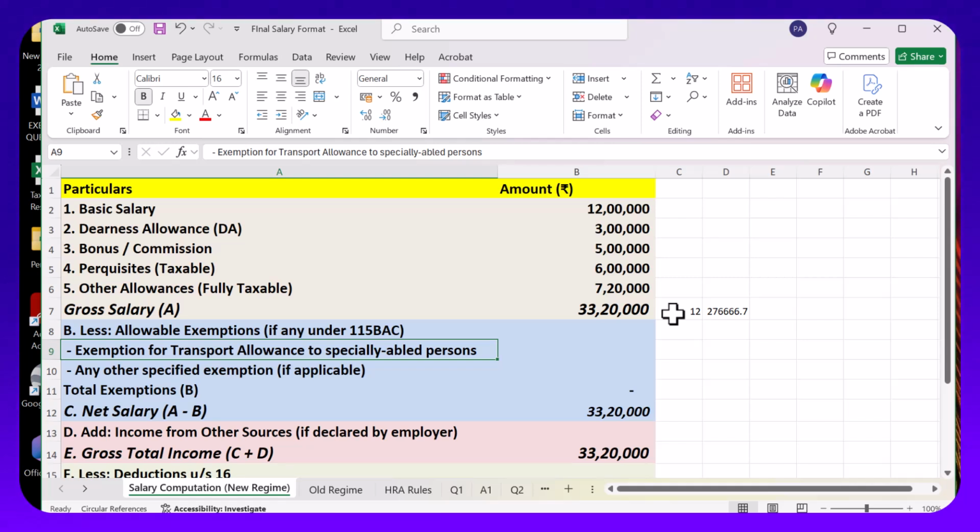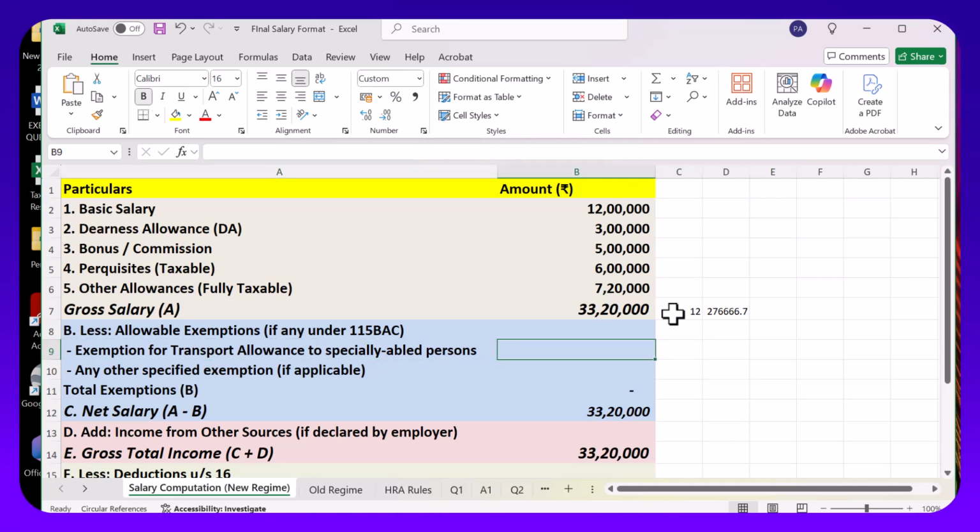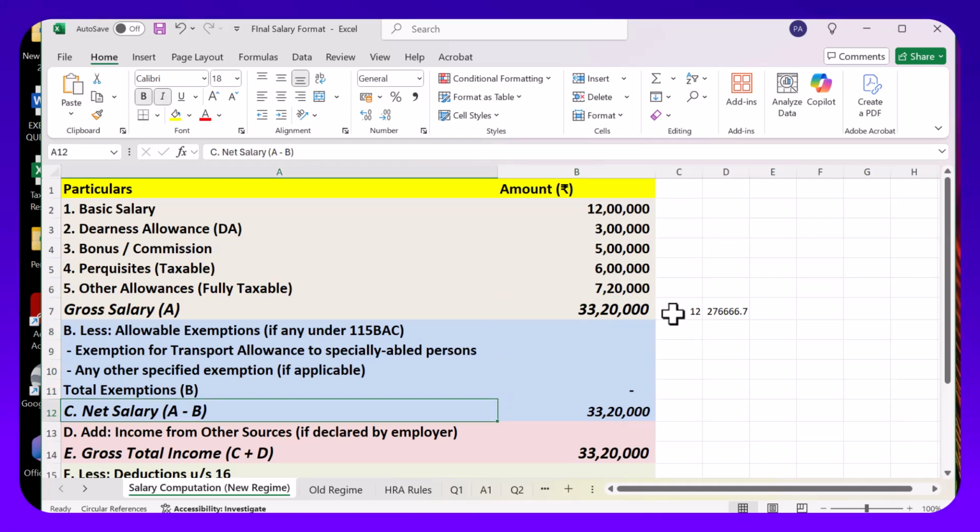Now, some exemptions are given in lieu of a transportation allowance. Suppose the company is giving you some transportation allowance, say 10,000 or 15,000 rupees per month for coming to the office. That allowance may get exempt only in the case when you are a specially abled person. Then after that you calculate the net. Suppose you are a normal person, then you will not get any deduction, so your net salary will be the same as gross salary. Is that okay, Pranav?